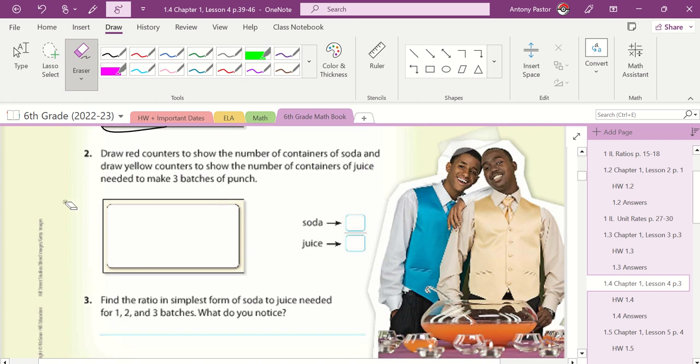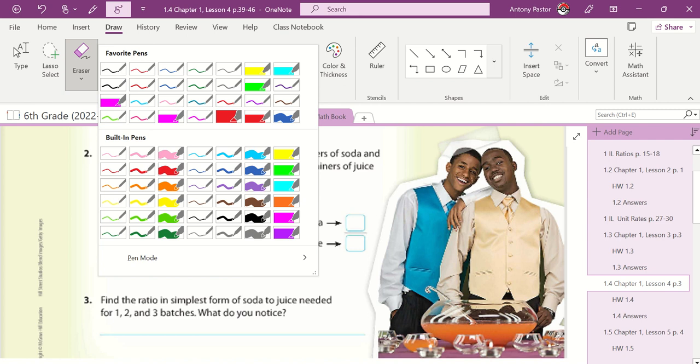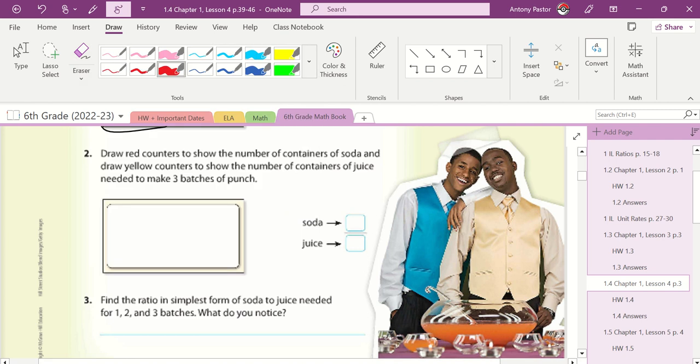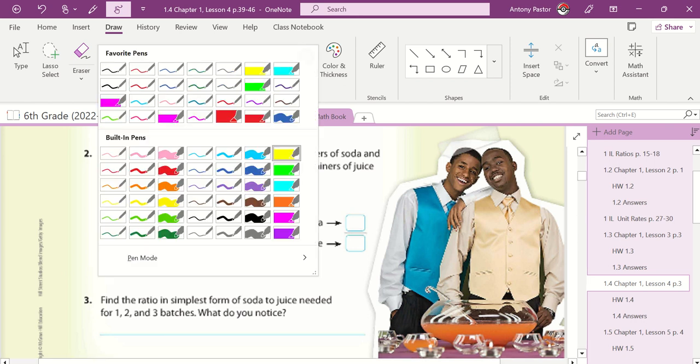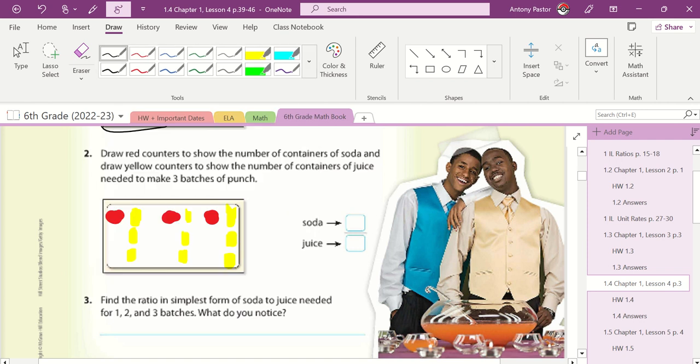Step 2. Draw red counters to show the number of containers of soda, and draw yellow counters to show the number of containers of juice needed to make 3 batches of punch. So I'm going to need 1, 2, 3 things of soda, and for each 1 thing of soda, 3 things of juice. So 1, 2, 3, 1, 2, 3, and 1, 2, 3. My ratio here will now be 3 sodas to 9 juices.